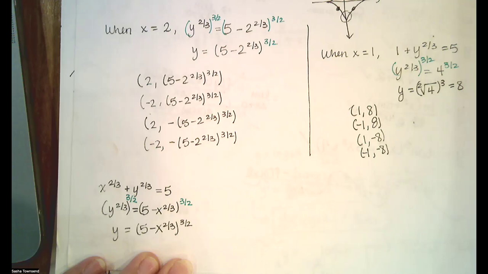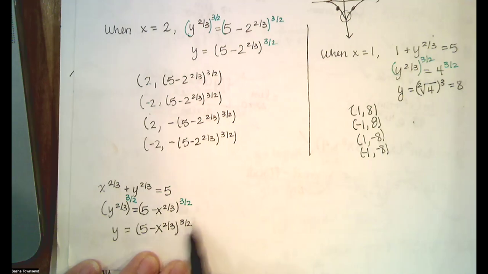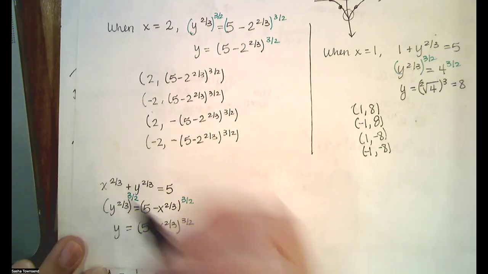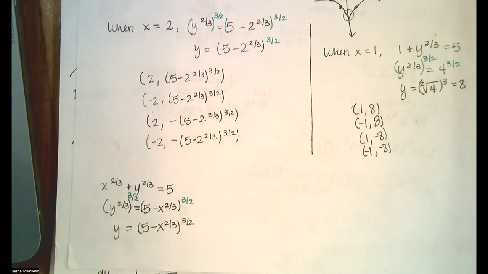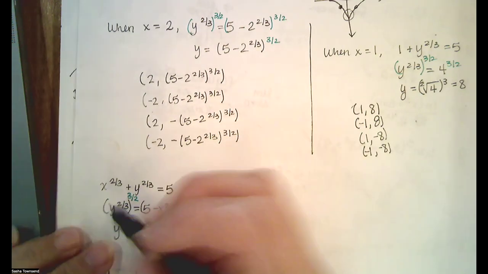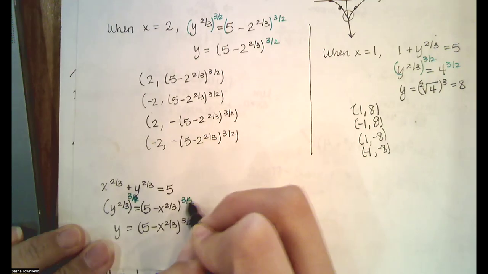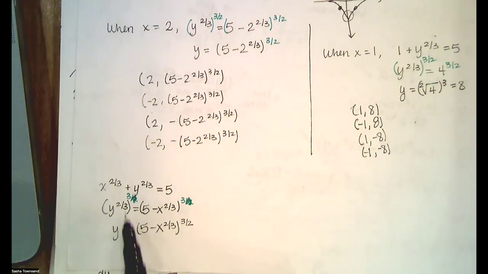I feel like that's only going to give you positive values for y though, because with the square root, there's something not quite right about it. So we cube both sides. Yes, well, let's think of that differently. Sorry, I'm thinking to myself. In order to get rid of that third in the denominator, we're going to cube both sides.